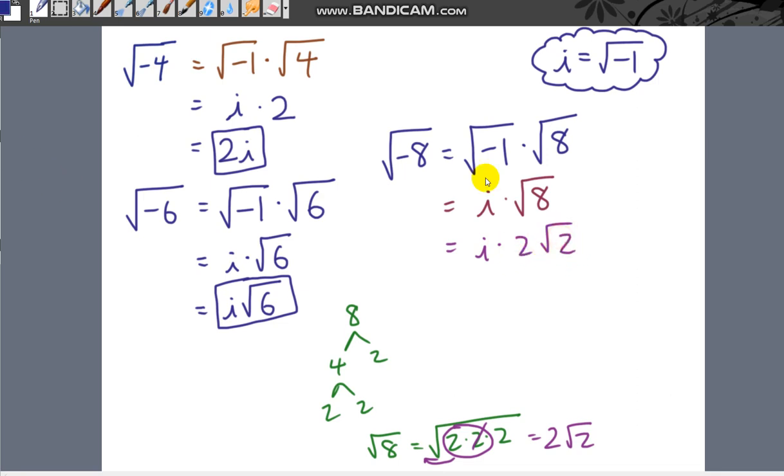Next, if you want to put this in order, just like we did for the earlier example, this is the same thing as 2 times I times the square root of 2. So that's how you would break that up, and that's how these problems work.